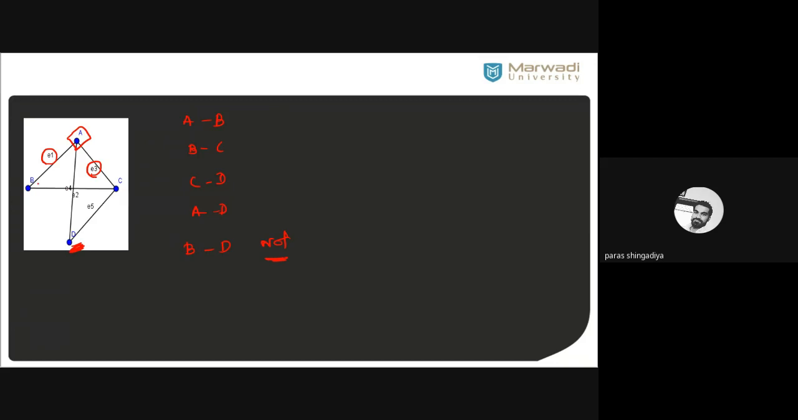Similarly, you can say B and C are not adjacent vertices. Sorry, there is a direct edge there, so it is adjacent. This edge is given, so it is an adjacent vertex. But B and D are not adjacent vertices. Clear? So this way we can check adjacency of the vertices.